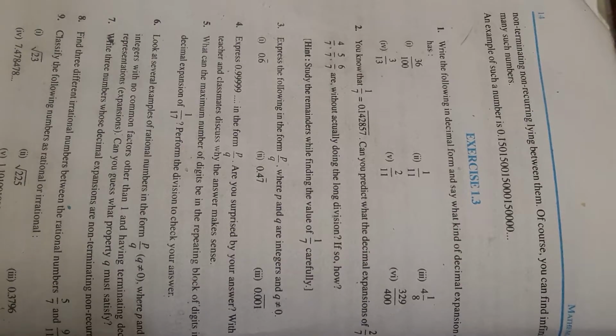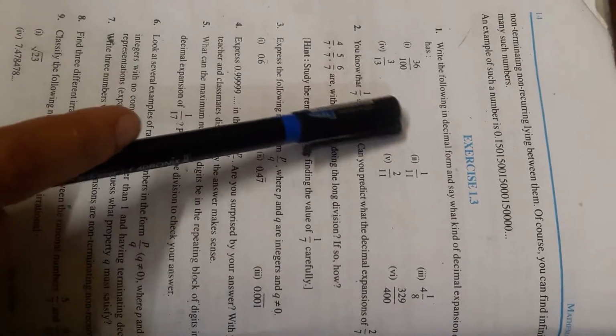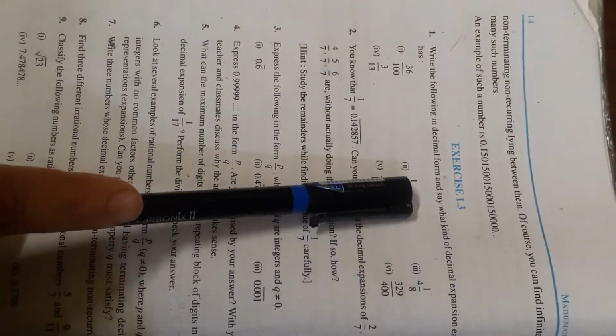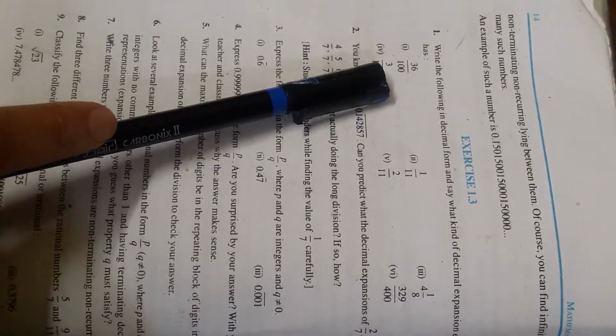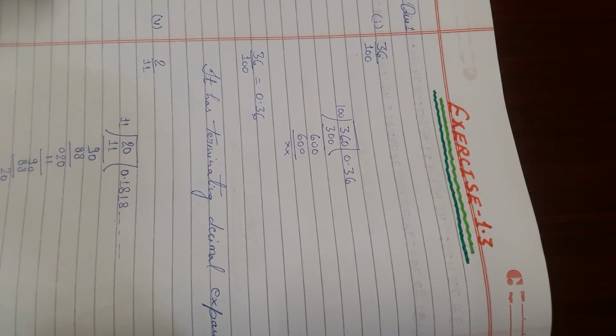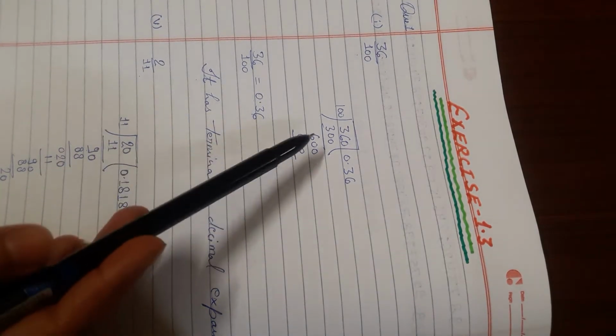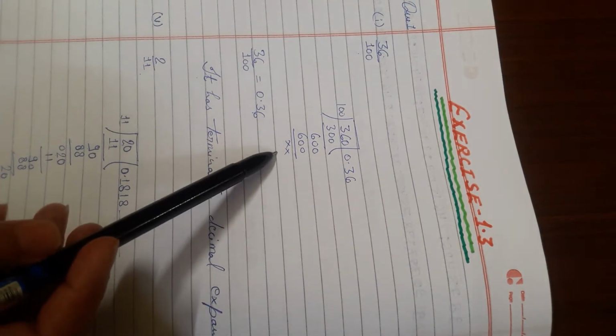Hello students. Now come to the exercise 1.3. The first question is: write the following in decimal form and say what kind of decimal expansion each has. The first one is 36 upon 100. So to write it in decimal form we need to divide 36 by 100. So divide, and we have seen the answer has come 0.36 and the remainder has come 0.